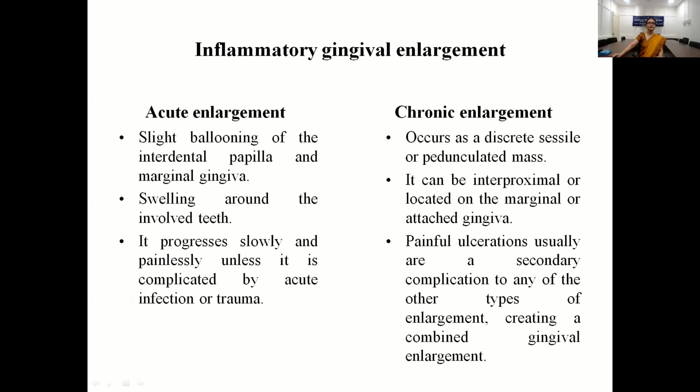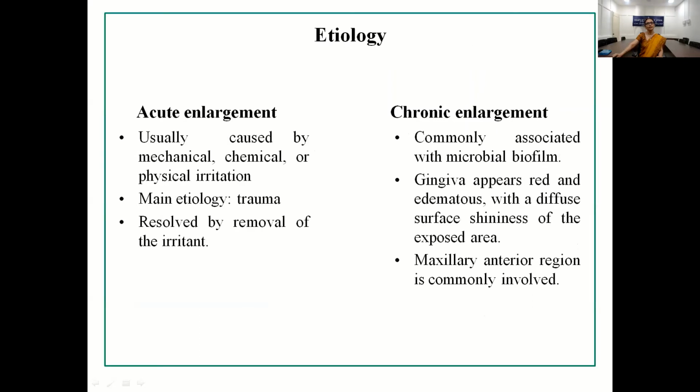Now, these are the differences between acute enlargement and chronic enlargement. Acute enlargement starts as a slight ballooning of the interdental papilla and marginal gingiva. It is swelling around the involved teeth. It progresses slowly and painlessly, unless it is complicated by acute infection or trauma. Chronic enlargement starts as a discrete sessile or pedunculated mass. It can be interproximal or located on the marginal or the attached gingiva. Painful ulcerations usually are a secondary complication to any of the other types of enlargement, creating a combined gingival enlargement.